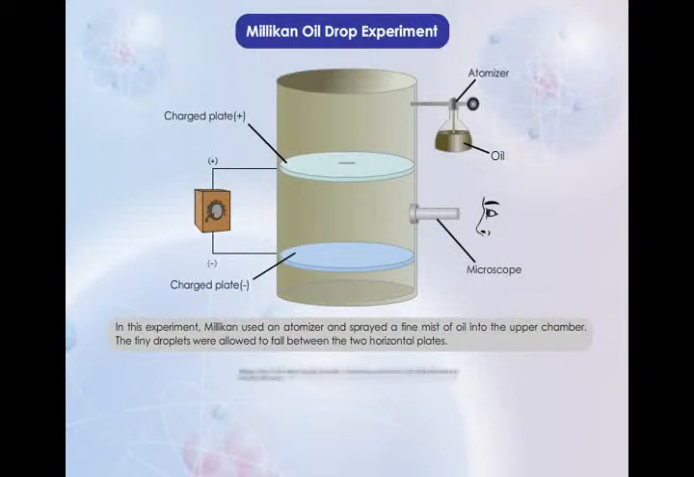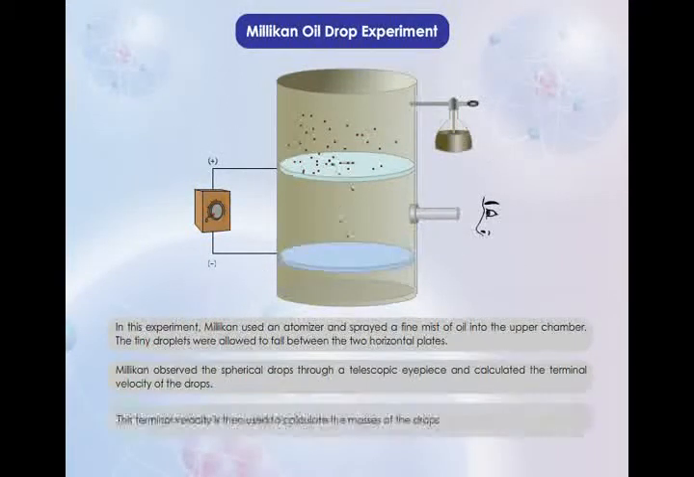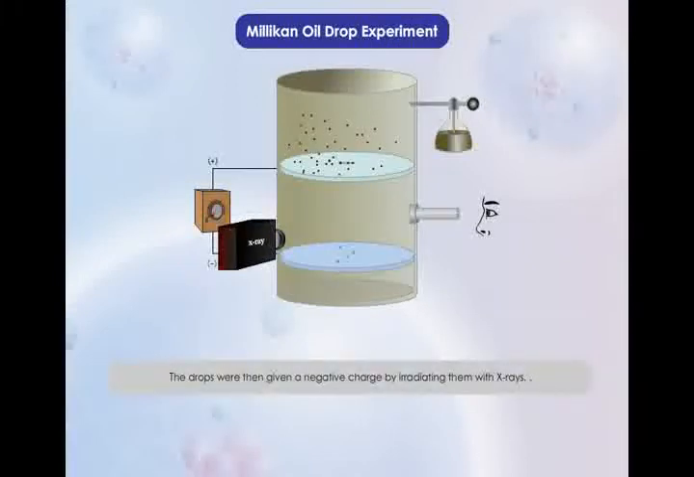Millikan observed the spherical drops through a telescopic eyepiece and calculated the terminal velocity of the drops. This terminal velocity is then used to calculate the masses of the drops. The drops were then given a negative charge by irradiating them with X-rays.